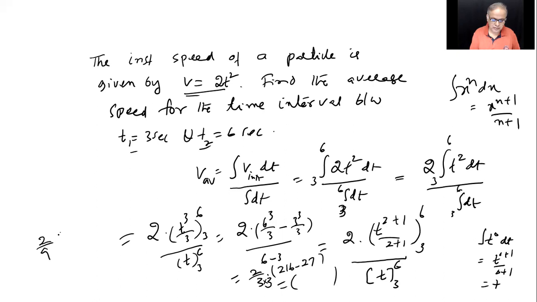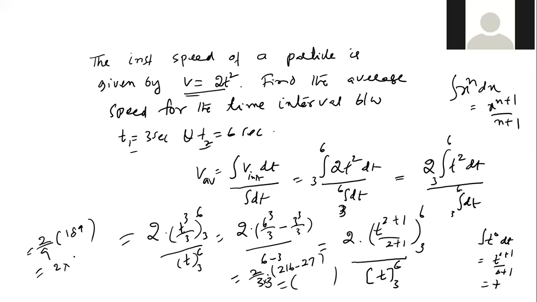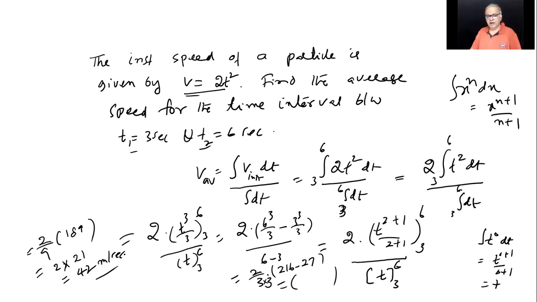2 by 9 into, how much is this? 216 minus 27, 189. 189 divided by 9, so this will be what? 2 into 21, 42, sir. So that's what you mean by finding out average speed from instantaneous speed.